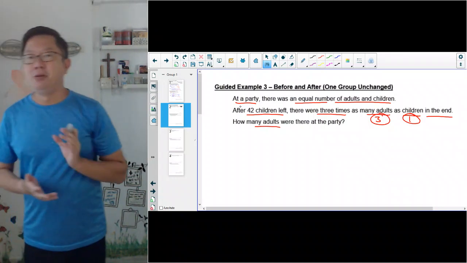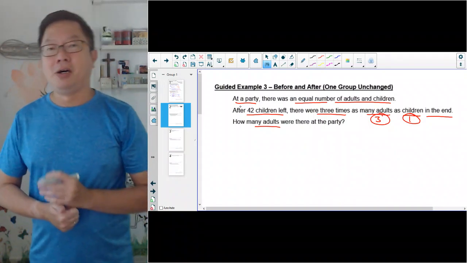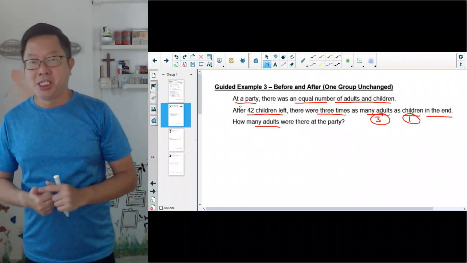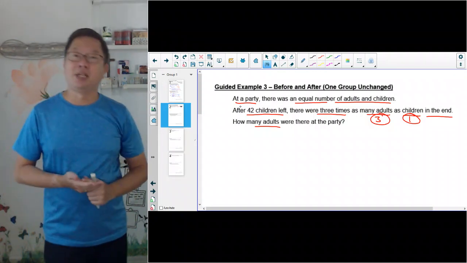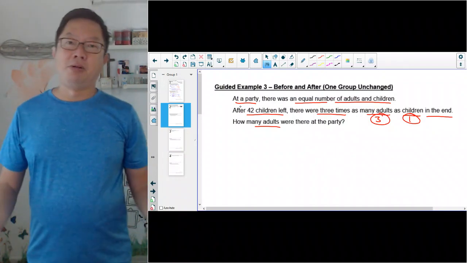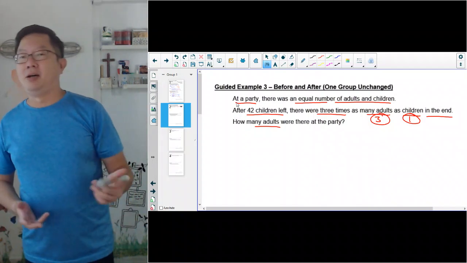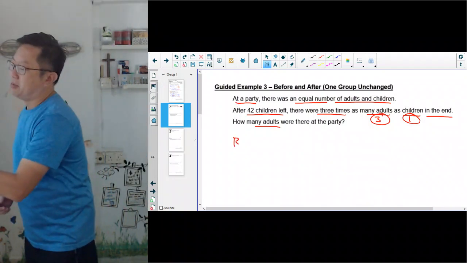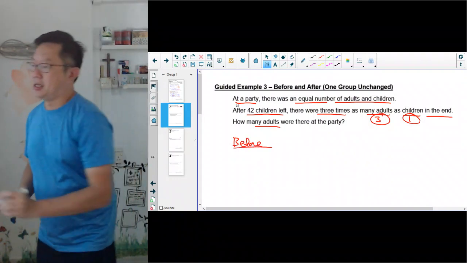So every time you do a before and after problem, whether it's age-related problem or it's not, you should always think about what is unchanged. So there are 4 answers. The total unchanged, everything changes, 1 group unchanged, or the difference unchanged. So it's one of the 4 answers. So in this question, it's 1 group unchanged because you only have the children who left. Then how about the adults? No adults left. So the adults will still be the same. Okay, so let's draw the before. So before model, there was an equal number of adults and children.